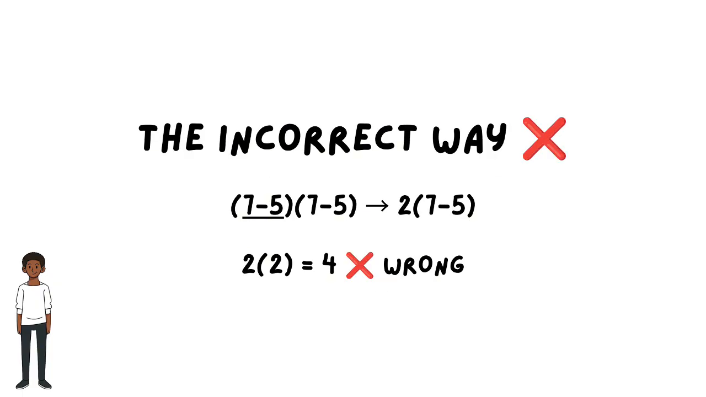Let's look at why people get 4. They see 7 minus 5 in the front and subtract immediately to get 2. Then multiply by 2 inside the parentheses to get 4. But subtracting before multiplying is a major violation of PEMDAS.